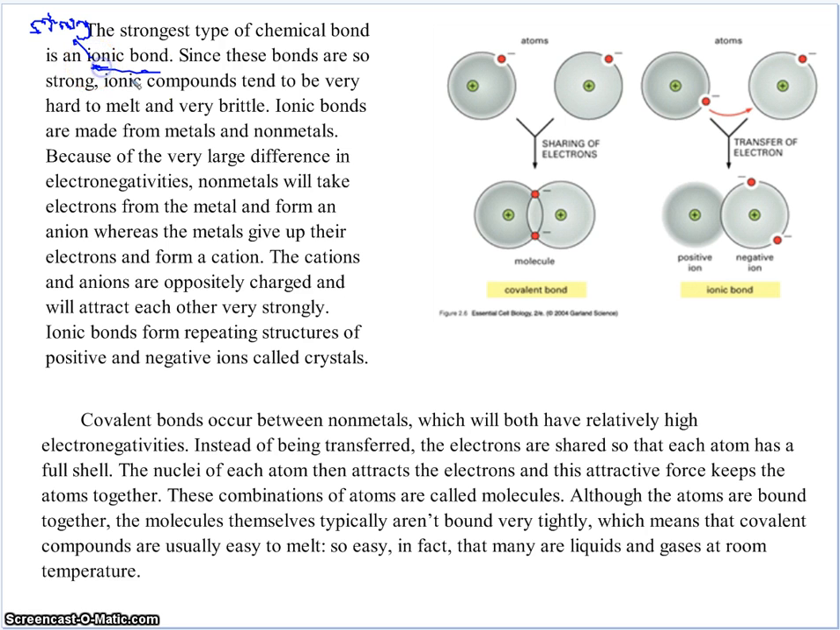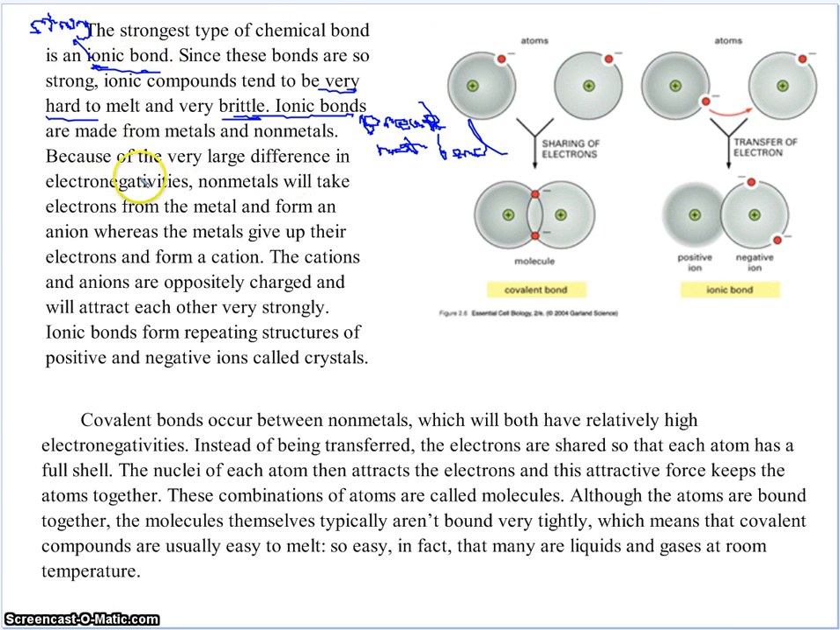I'm seeing the word ion here. Since these bonds are so strong, ionic compounds tend to be very hard to melt. Okay, they take a lot of energy to melt, I guess. And very brittle. Okay, I remember brittle means they break, not bend.